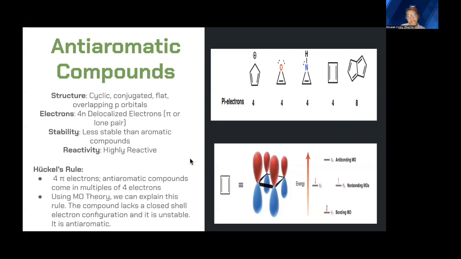Now moving on to anti-aromatic compounds. Anti-aromatic compounds are cyclic, conjugated, flat, and overlapping within their p orbitals.